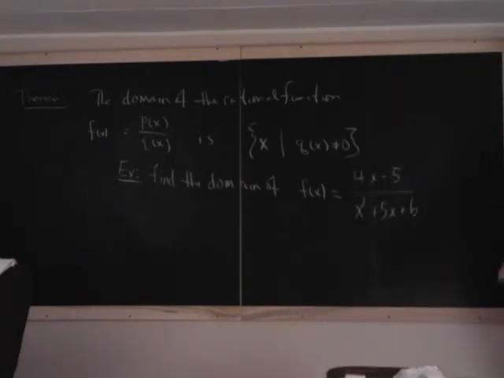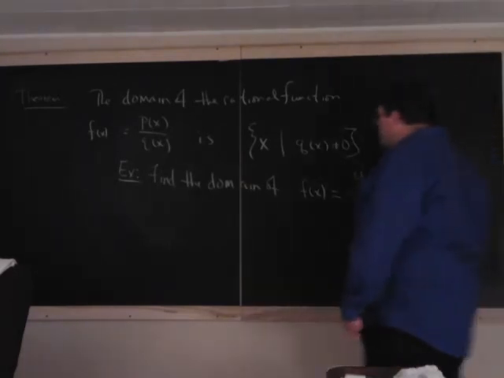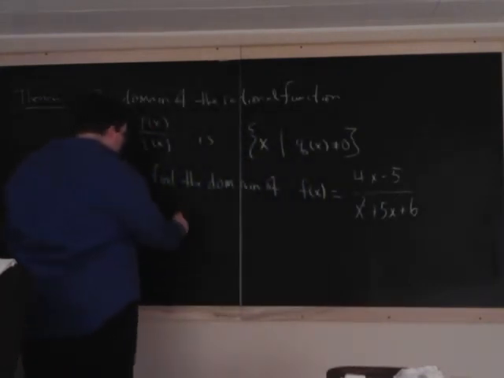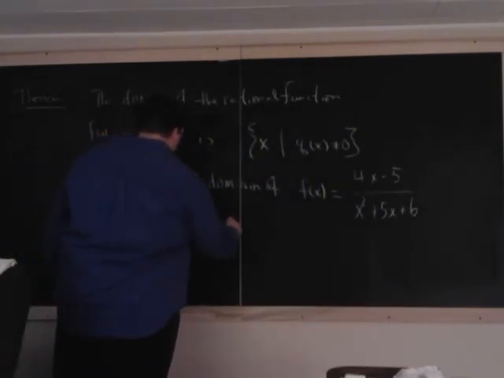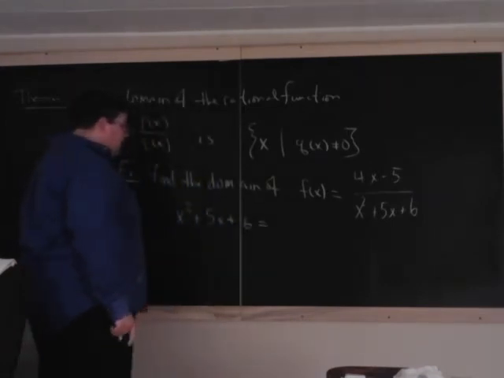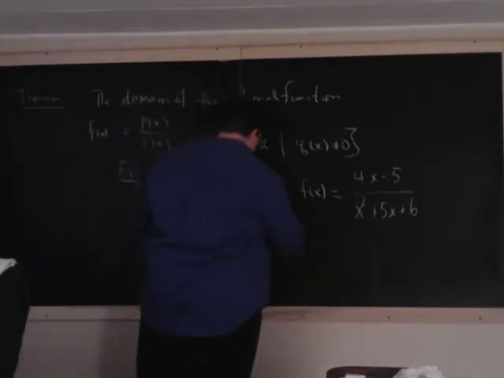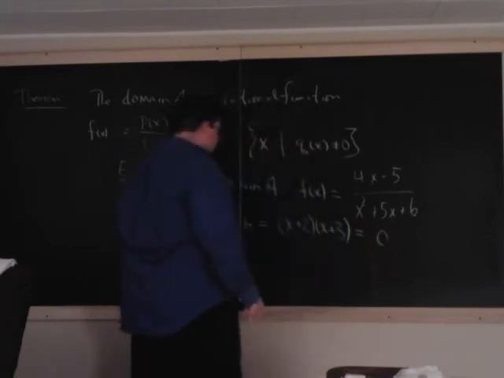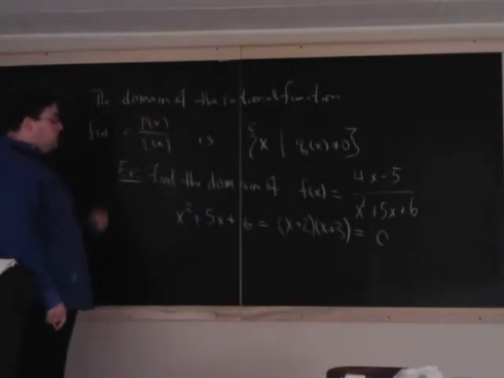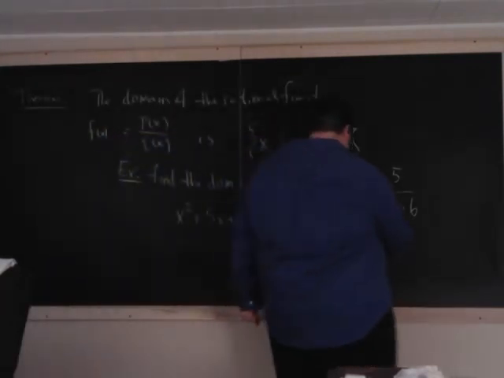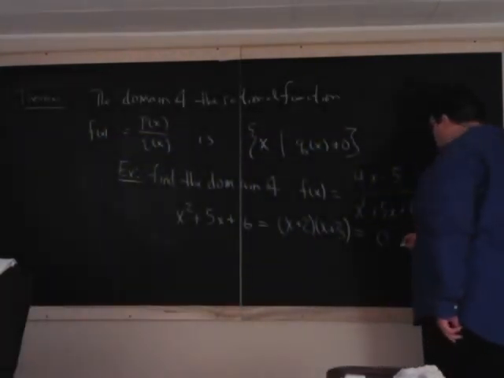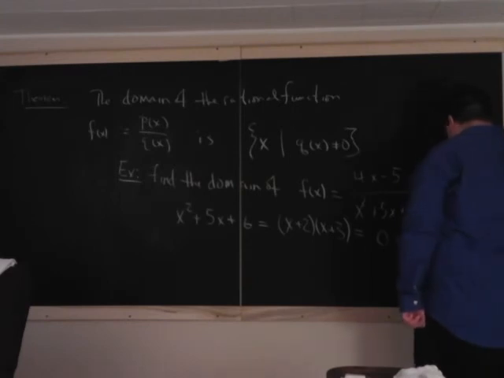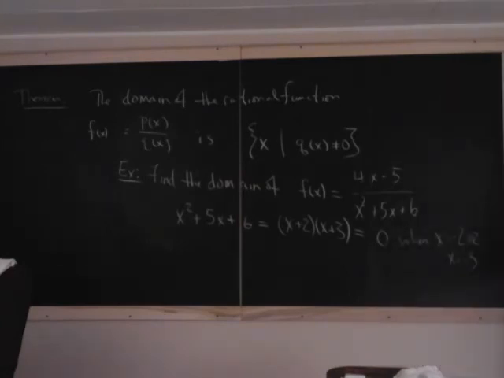Well, all we need to do is find where the denominator is 0 and take that out of the domain. So let's set the denominator equal to 0. Here we'll factor this. You could use the quadratic formula if you want. I think it would probably be easier to just factor it, because 2 and 3 make 5, and 2 and 3 make 6. So we want to set this equal to 0. This equals 0 when that's 0 or when that's 0. So the denominator equals 0 at -2 and -3.